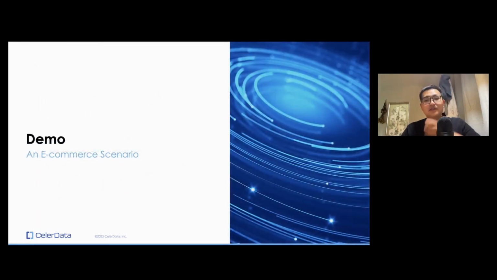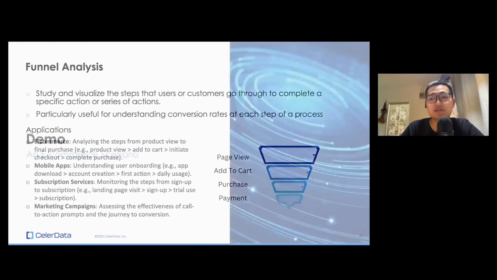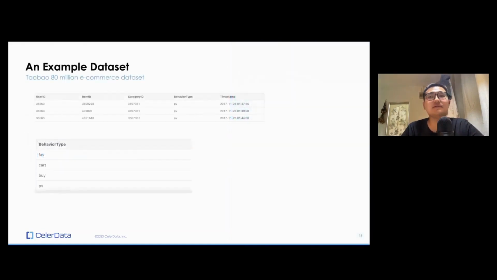Okay, so here let's do a demo of all of the things we really talk about. And this is an actual data set from Taobao. This is like the eBay in Asia, right? This data set I actually randomly found on Kaggle, and it's very good because it's very lean.